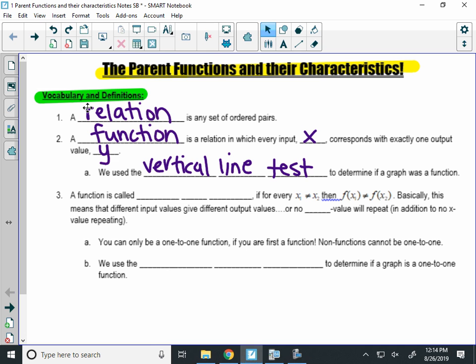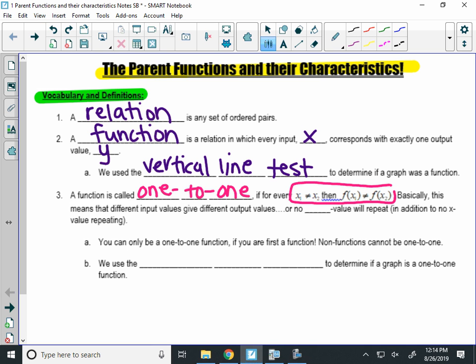Now, this is a new characteristic of a function. There's a special kind of function that can be called 1-to-1. And technically there are little hyphens there, but you don't have to put the hyphens if you don't want to. A 1-to-1 function is a specific kind of function. It gives you this really mathy looking definition: if x sub 1 is not equal to x sub 2, then f of x sub 1 is not equal to f of x sub 2.